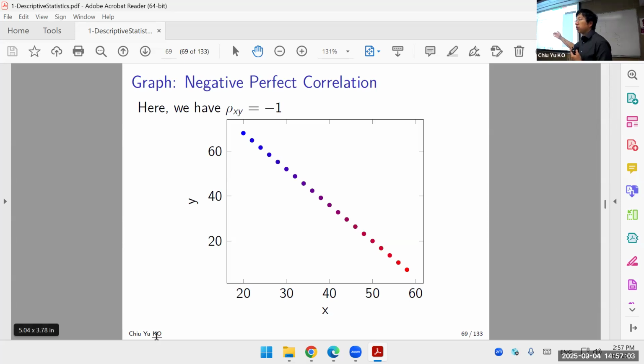Because when we draw a line, it's already creating things, right? When you draw a line, suppose you have a line here, you're saying things that don't exist in the data. You're assuming something there. So it's creating something new. For this, we don't create new stuff.